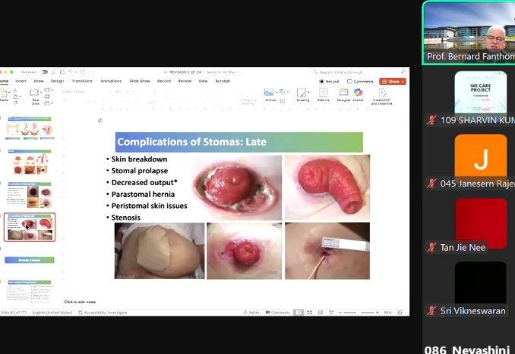Then the late complications in stoma: the skin may break down, so the mucocutaneous junction breaks down. Then you can have a stomal prolapse. Then the intestinal obstruction may recur. There can be a parastomal hernia. So how will we know it is a hernia? We know that it is reducible: when the patient lies down, the bulge reduces. When the patient stands up, the bulge increases, and there is an expansile impulse on coughing. Then parastomal skin issues, and of course stenosis in case the skin around the stoma starts contracting.